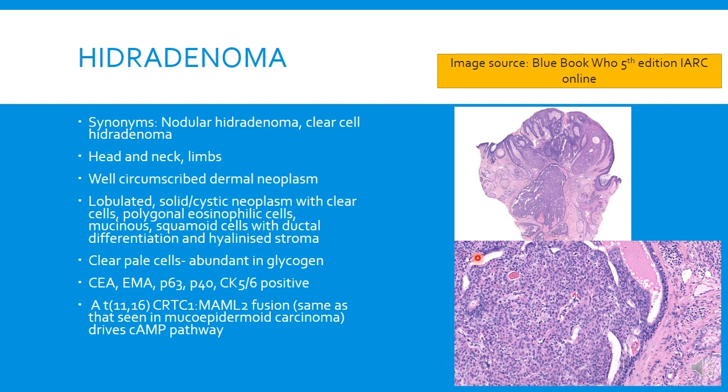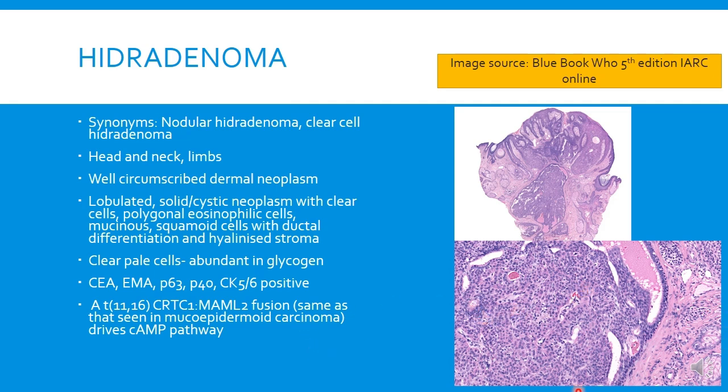It is a lobulated solid cystic neoplasm. If you take a closer look at it, there are solid areas as well as cystic areas, and there are two types of cells: clear pale cells and polygonal eosinophilic cells. There may be mucinous, squamoid, and other cells, and in between there may be ductal cells. Ducts are entrapped in between, and the stroma appears to be hyalinized. These clear pale cells are abundant in glycogen. So these cells are positive for CEA, EMA, P63, P40, and CK5/6.